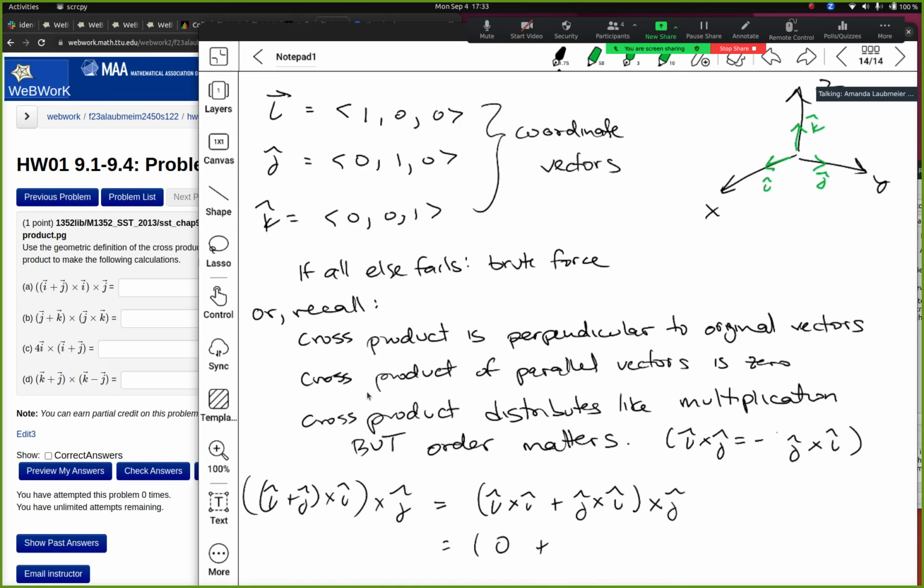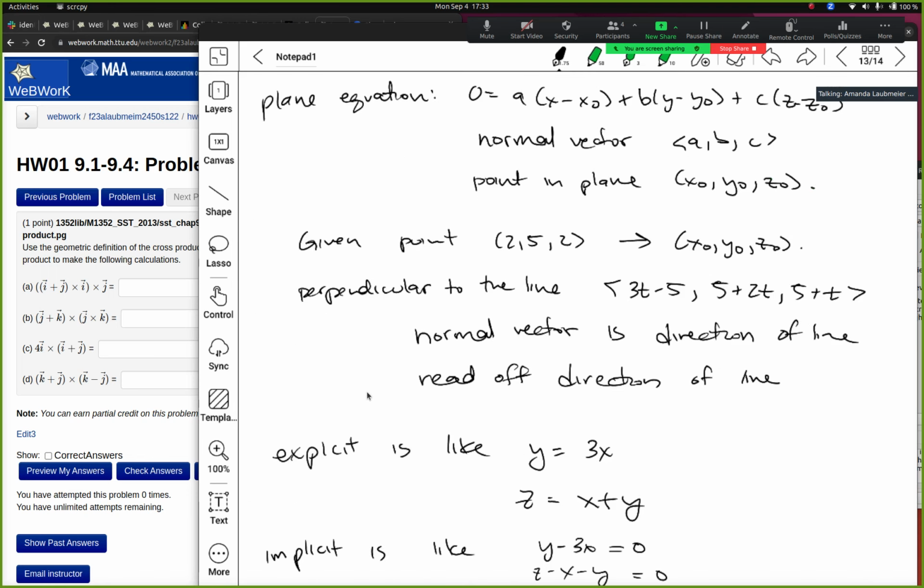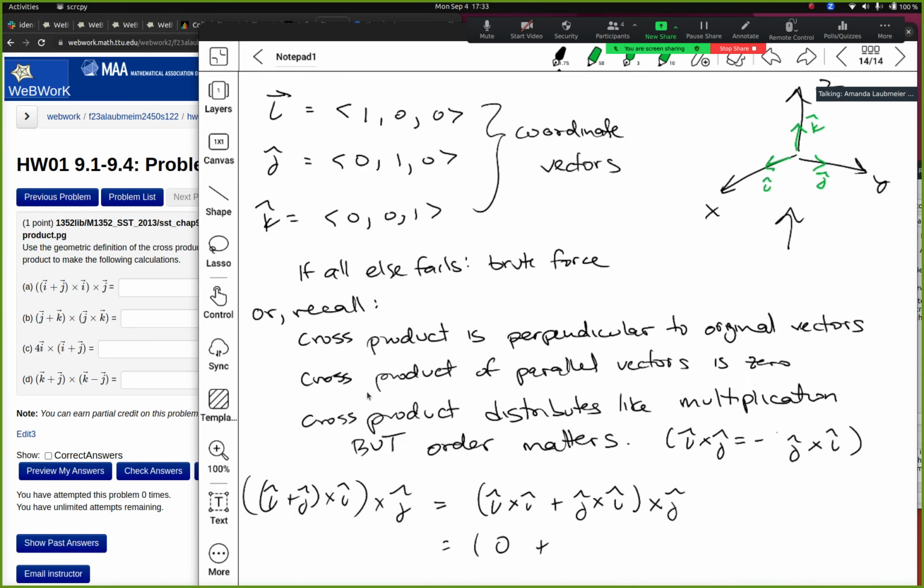And then this j hat cross i hat, we have to go back to the coordinate vectors and realize that if I have this property that the cross product is orthogonal to the original vectors, then if I take cross products on these coordinate vectors, I'm always going to end up with another coordinate vector. So if I took i hat cross j hat, I need something that's perpendicular to i hat and perpendicular to j hat, but I can see on this picture right here, that's definitely just k hat.